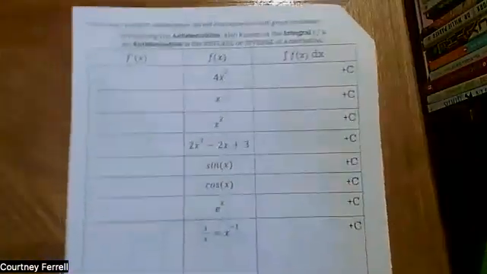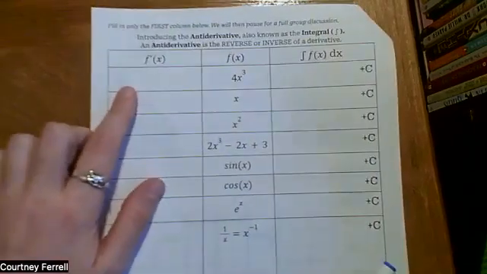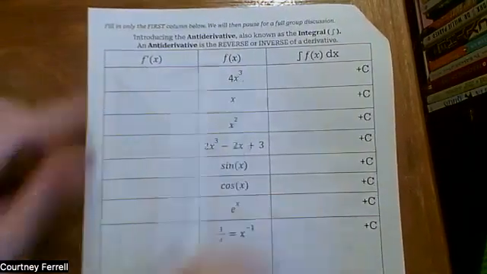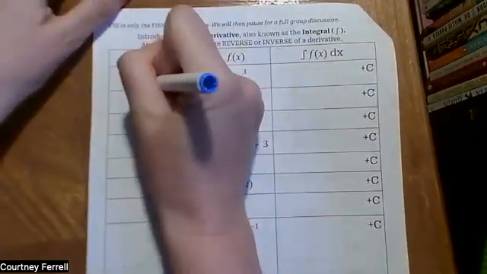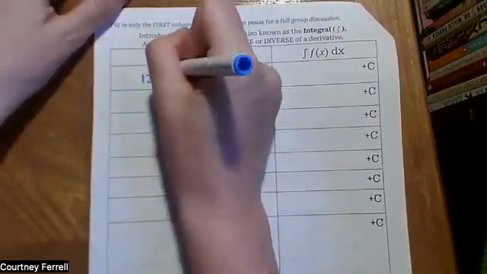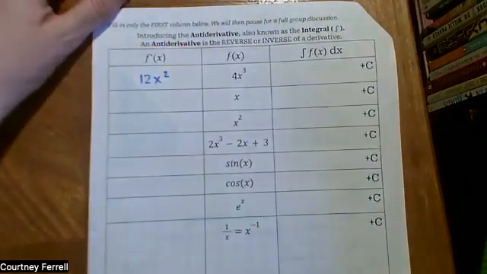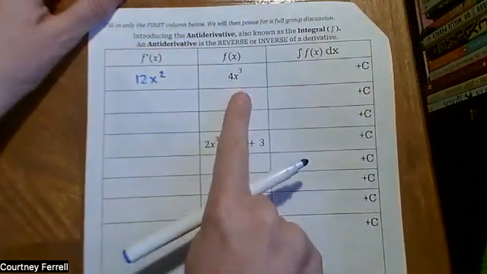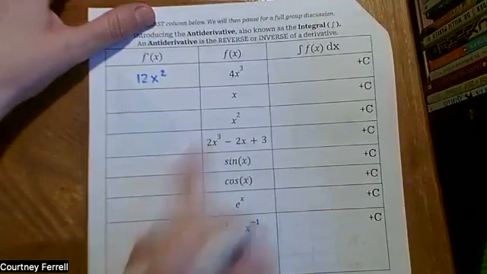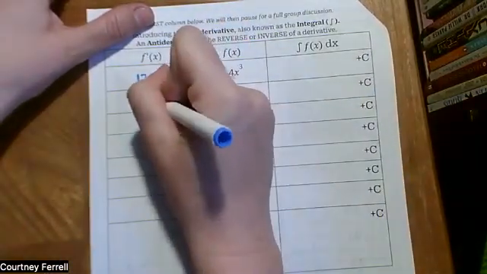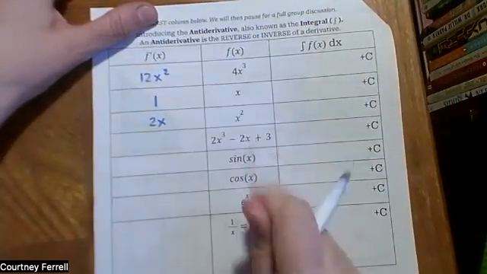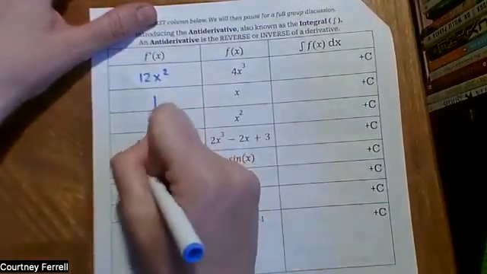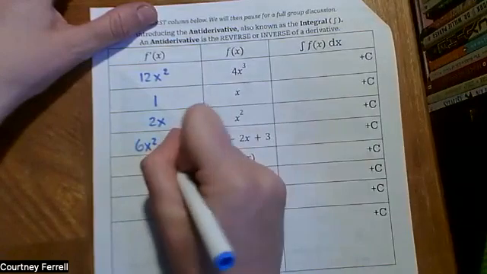Okay, so we started by finding the derivative. Okay, so what's the derivative of this? We're going to use power rule. 3 times 4 is 12. 3 minus 1 is 2. Here, the power is 1. It's going to go down by 1. It's going to be x to the 0, which is just 1. Here, 2x. Here, 6x squared minus 2.